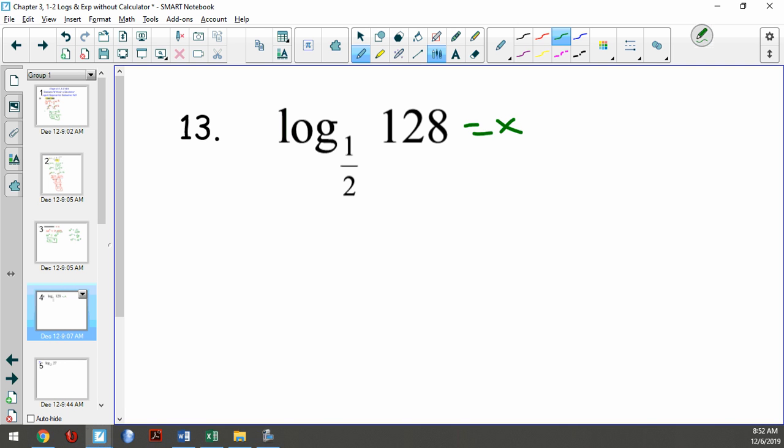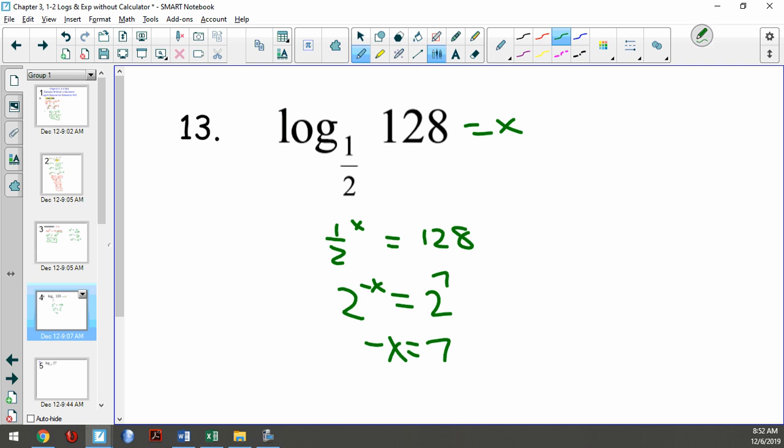Set it equal to x, so you're going to have 1/2 to the x is equal to 128. What is 1/2 actually? So that's 2 to the negative x is equal to, well, what's 128? So that's going to be 2 times 2 is 4, times 2 is 8, times 2 is 16, times 2 is 32, times 2 is 64, times 2 is 128. So 2 raised to what power is 128? To the 7th power. So negative x is equal to 7, so x is equal to negative 7.